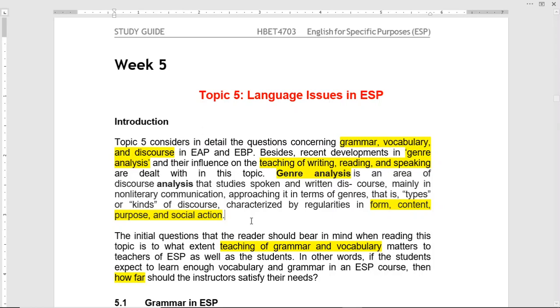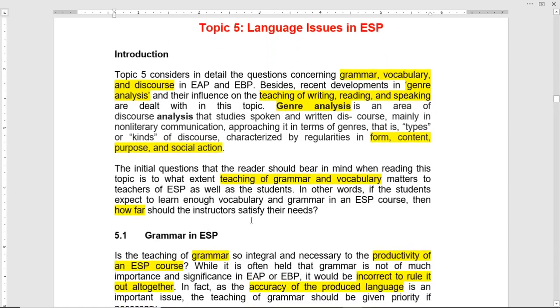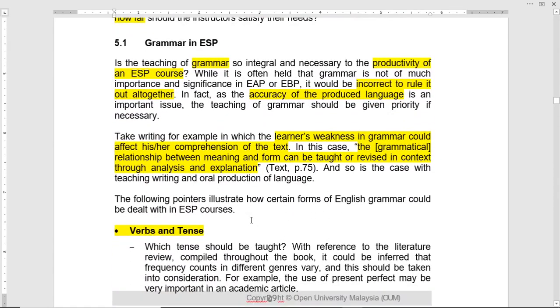The initial questions that the reader should bear in mind when reading this topic are: to what extent does the teaching of grammar and vocabulary matter to teachers of English for specific purposes and to the students? So, grammar in English for specific purposes.